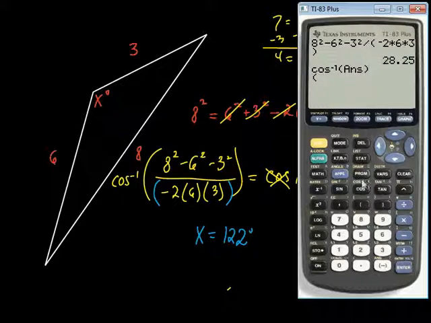I won't erase this, so we'll see the difference. So let's try it a little quicker. 8 squared minus 6 squared minus 3 squared.